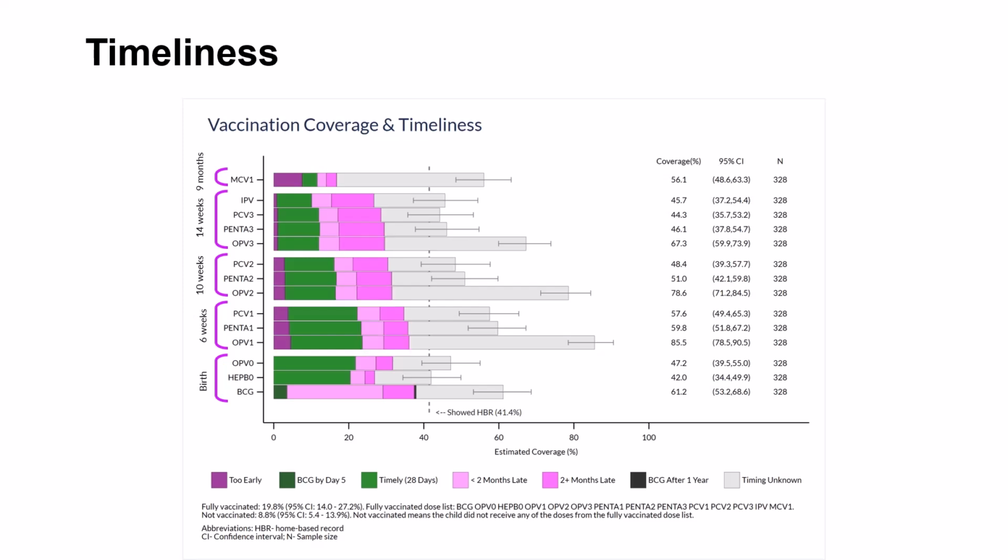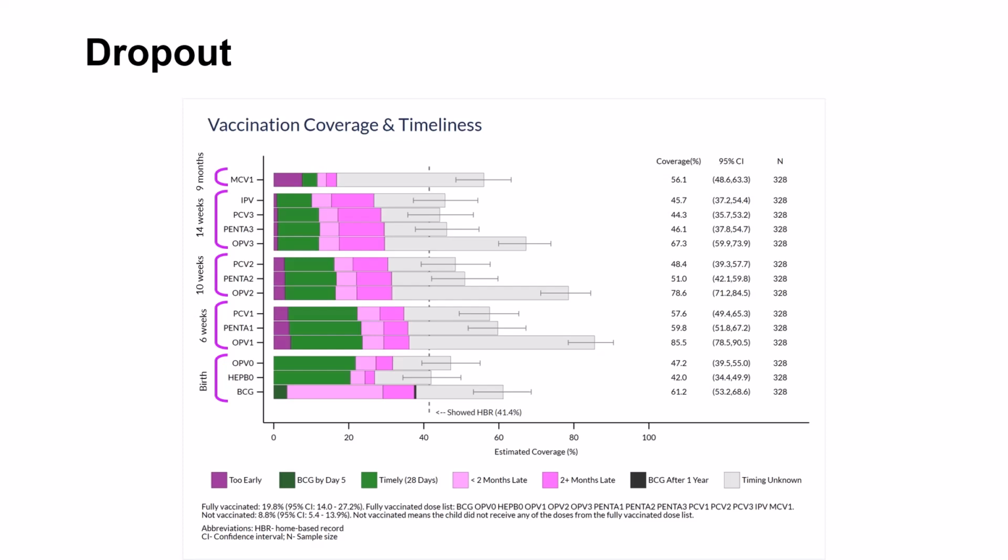The percentage of children vaccinated too early was highest for the first dose in the series, OPV1, lower for OPV2, and even lower for OPV3. We see similar decreases in the percentage of children vaccinated on time over these 3 administrations of OPV.